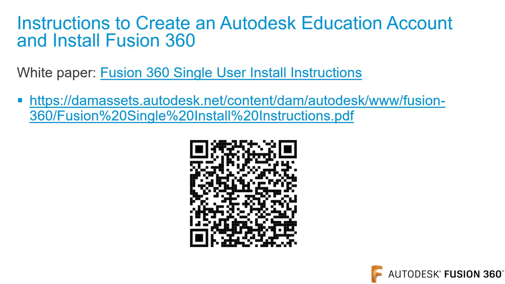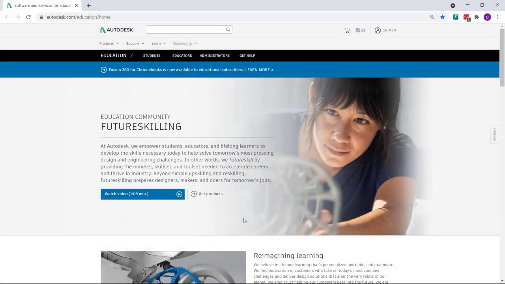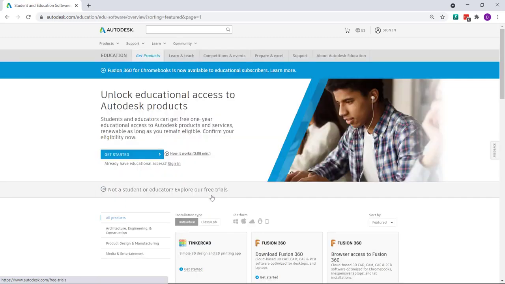Now I want to walk you through the process of creating an Autodesk Education account. On the Autodesk Education Community site, simply click on Get Products in the middle of the screen. On this page, if you already have an Autodesk Education account, click Sign In. If you need to create a brand new account, click on Get Started, and then you will be guided through the process. Now, if you need some additional help, click on the Support tab.